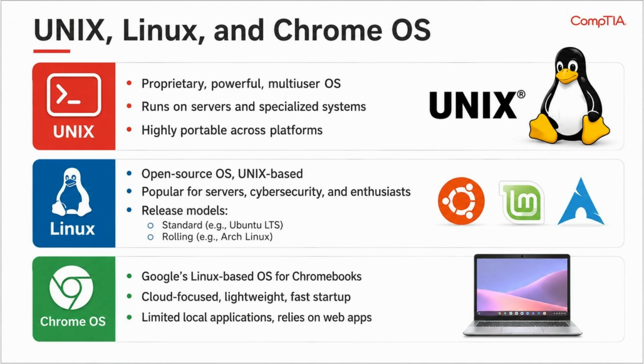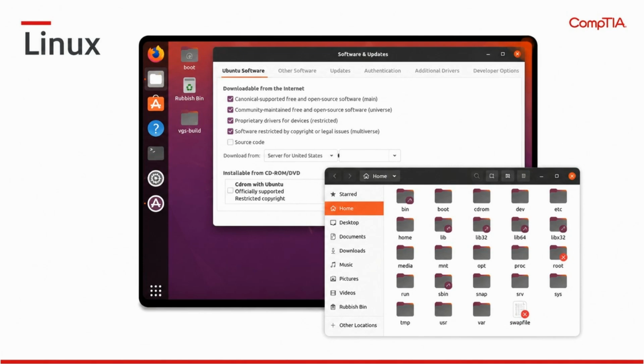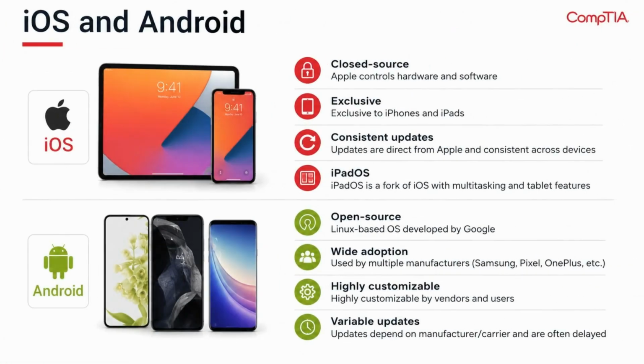Unix and Linux are powerhouses for server-side computing. Linux, being open source, offers great flexibility through various release models like Ubuntu's long-term support or rolling release formats. Finally, we contrast the mobile giants. iOS provides a closed, consistent experience controlled by Apple, while Android offers an open-source, highly customizable platform used across many different manufacturers. Understanding these operating system types, file systems, and lifecycle stages is fundamental to your role in IT support and your success on the CompTIA A+ exam.